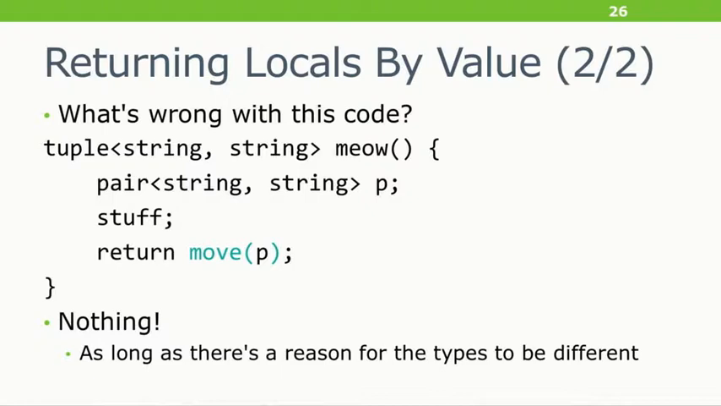Now, this is actually pretty obscure. I had to think pretty hard until I could come up with plausible types that would be different. And even then, it's really contrived. Why not just have a local tuple there? But if this situation arises, just be aware the NRVO is really specific about the types being the same.